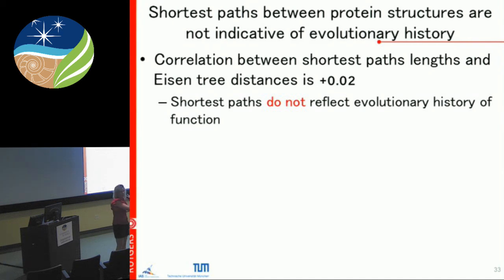I don't remember which one I used for this particular correlation, but we used a couple of algorithms for depth first and breadth first, and there are approximation algorithms as well. Anything else? Okay.